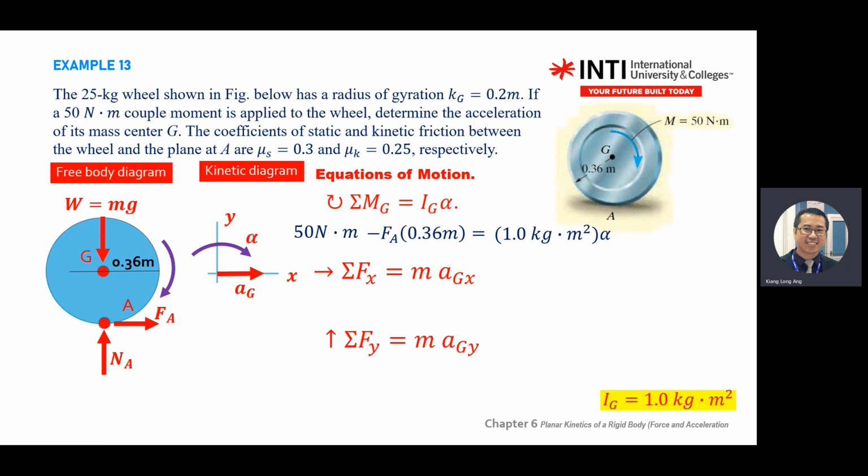Okay, so on the right hand side you just substitute based on calculation. Ig equal to m k square. Okay, the purpose of giving you the radius of gyration is to calculate the Ig. Then convert all the forces in the x-axis, right? FA, ma in that direction. So what about your ΣFy? 0, because your object does not move up. Your object moves in the x direction only. So the second one is equal to 0.